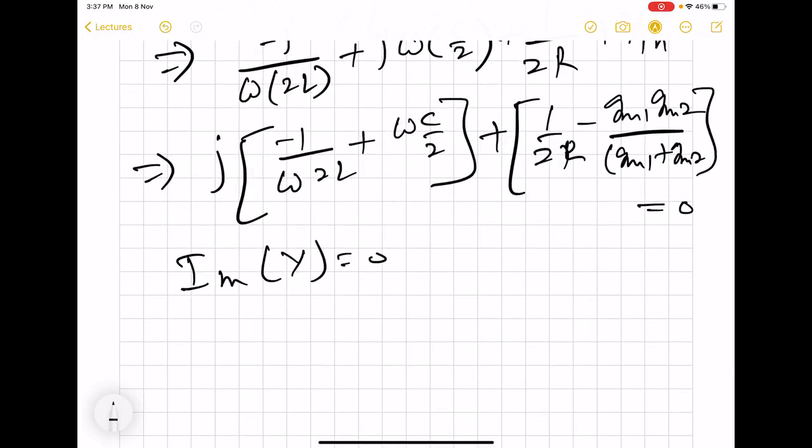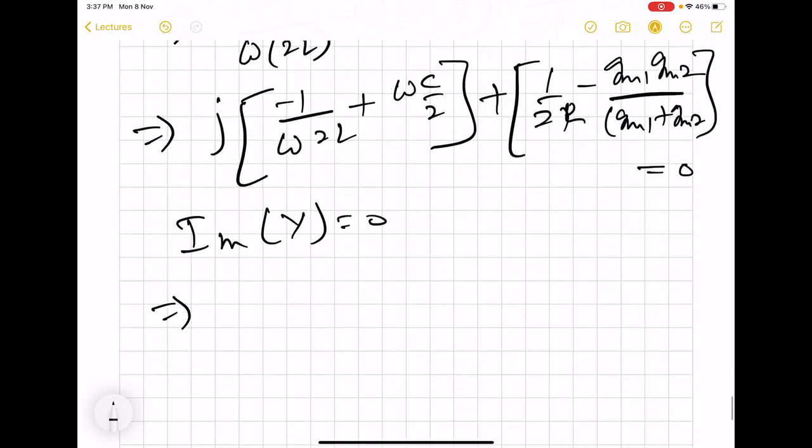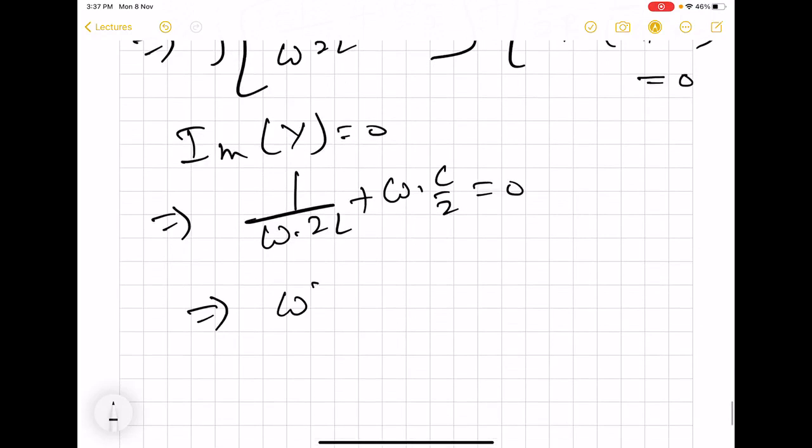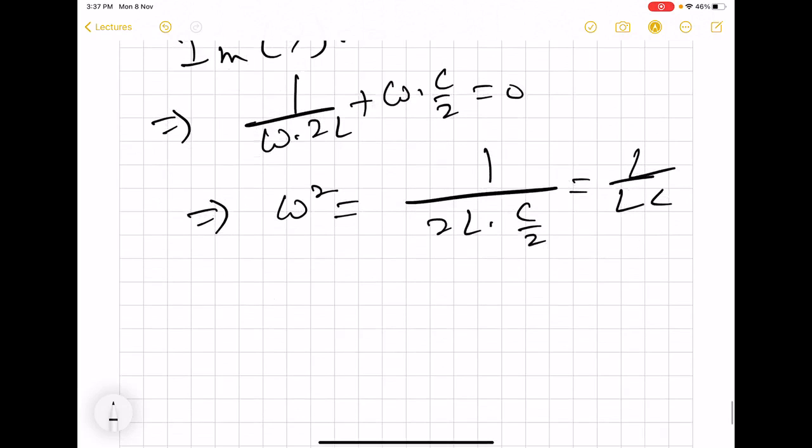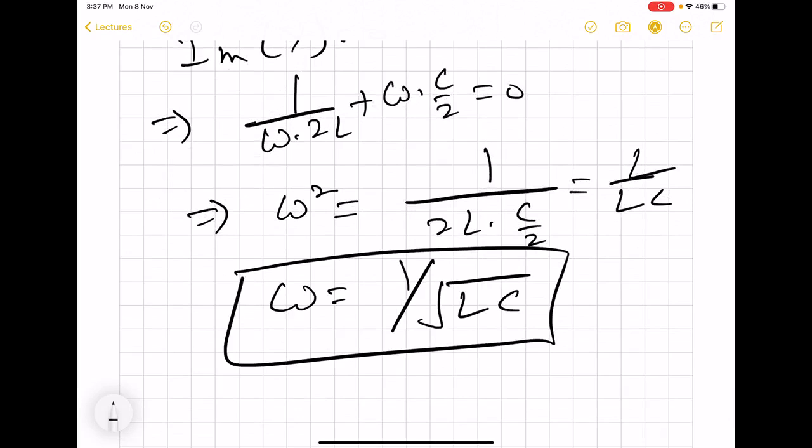Imaginary of Y is equal to 0 implies 1 by omega 2L plus omega dot C by 2 is equal to 0. So this is omega square is equal to 1 by 2L into C by 2. So this turns out to be the same LC. So the oscillation frequency is going to be 1 by square root LC.